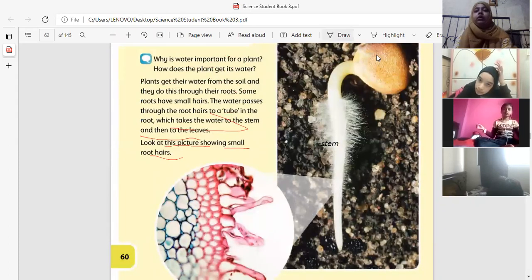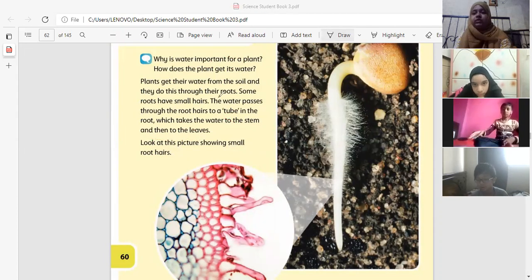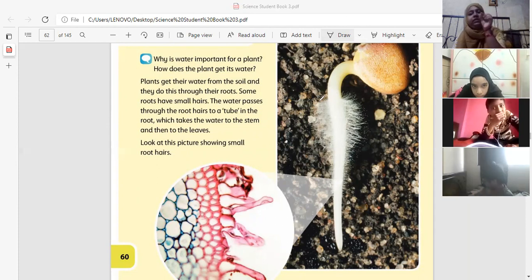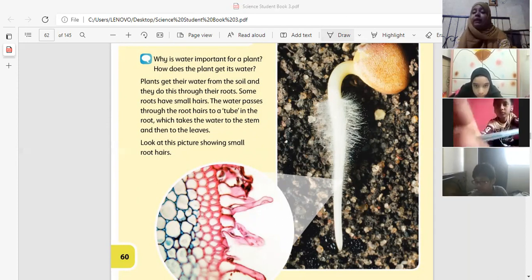Okay, what are root hairs, kids? These are the small hair-like structures on the roots that help them absorb water and food. Can you see this? Yes, so these are called root hairs. Just like we have hairs, even these are small hair-like structures on the roots. What will they do? They will help to absorb water and minerals from the soil.